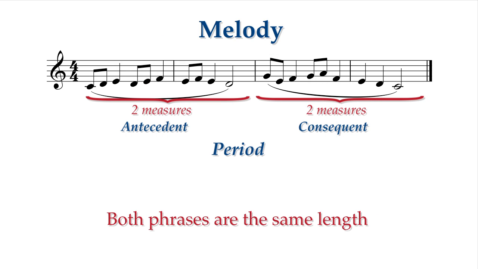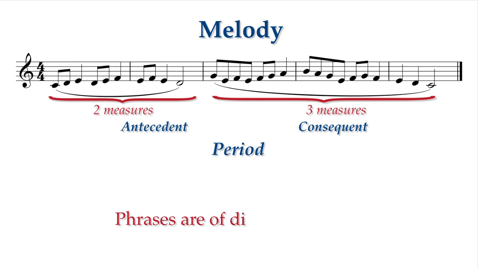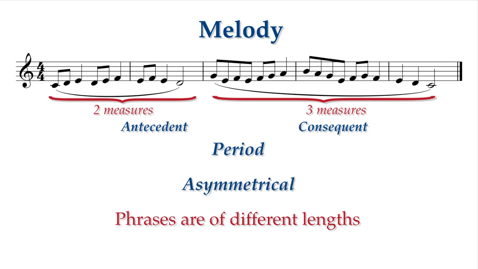If the antecedent and the consequent phrases are of the same length, we say they are symmetrical. If the phrases are of different lengths, we say they are asymmetrical.